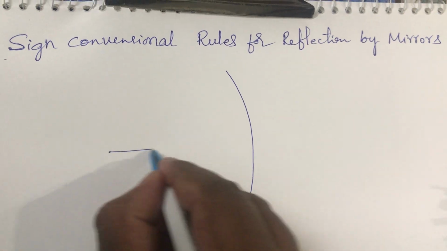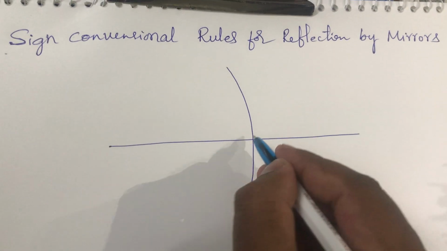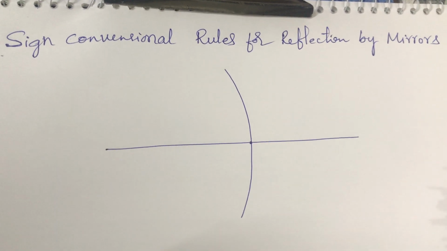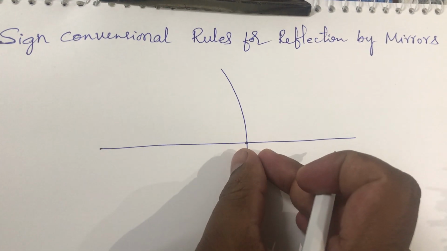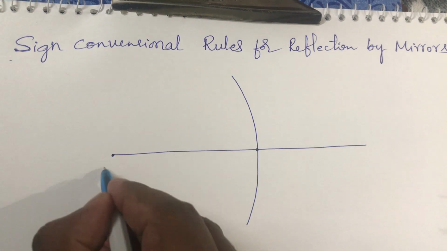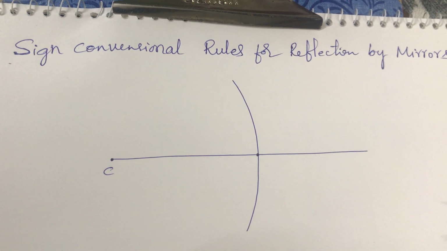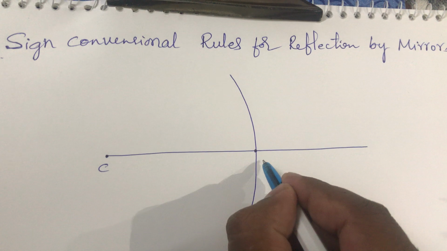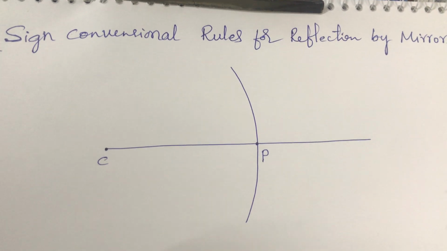Here is the principal axis. This is the center part of the mirror, which is considered as the pole. Let me take this as the center of curvature C of the spherical mirror, and let me say that this is the pole P.